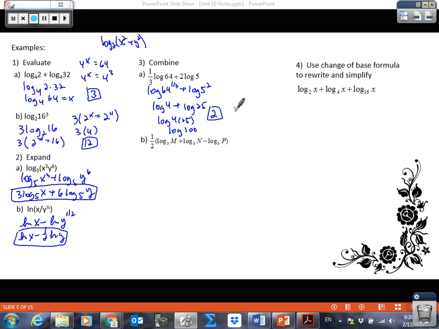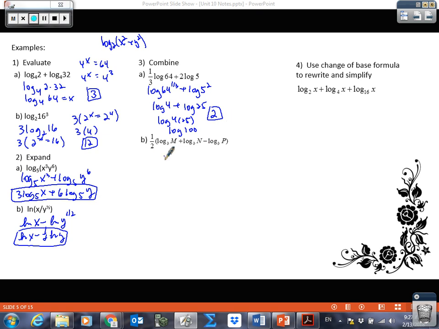Now it's interesting, I want you to understand, when it says combine, we actually ended up evaluating. That's a little unusual. It doesn't always end like that. Sometimes you're just combining and condensing, and that's all you can do. But if you can keep going, you should. Does that make sense? Okay. Even though it doesn't say evaluate, we could keep going, so we should.